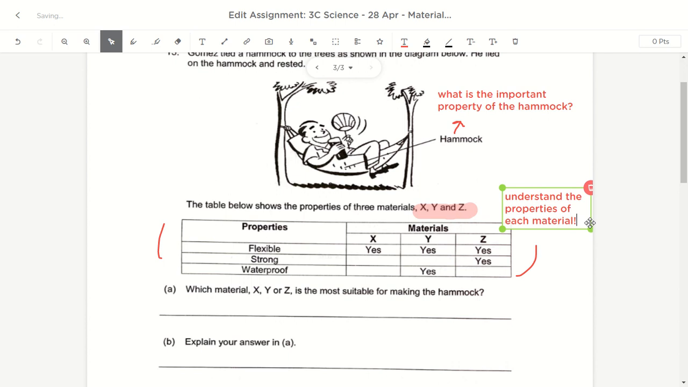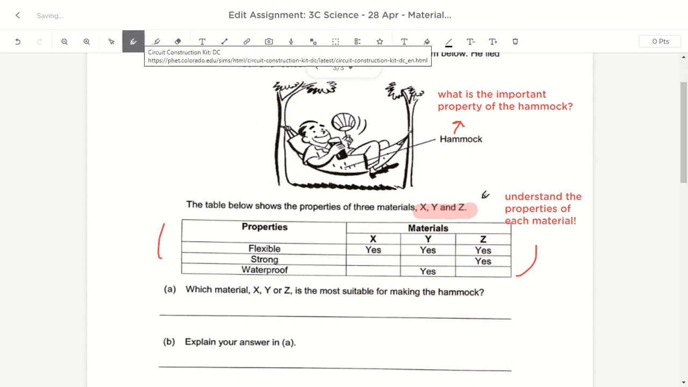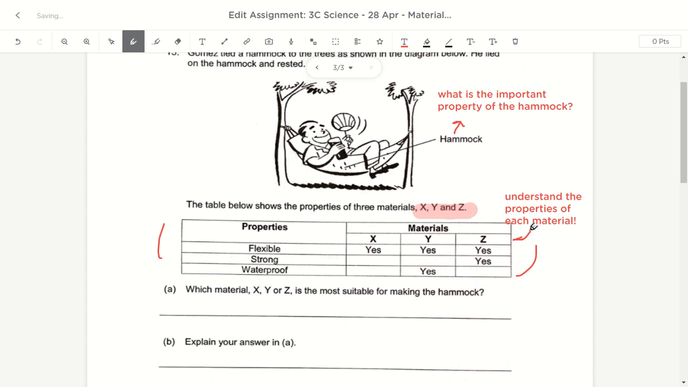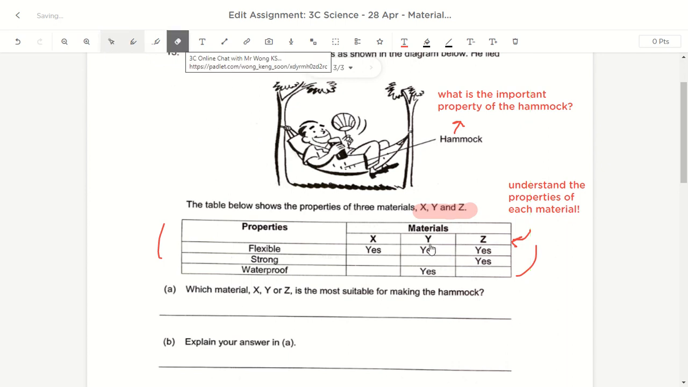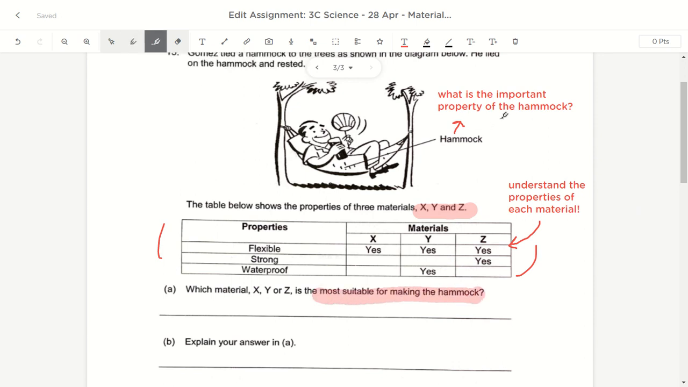Okay, you have to understand the properties of each material, basically the property of X, Y, and Z. Like X, for example, in this case is flexible. Y, for example, in this case is flexible and waterproof, stuff like that. So you need to know the properties of each material from the table. And once you understand the properties of the material, think about which one is the most suitable for making a hammock, knowing what's the most important property of a hammock.